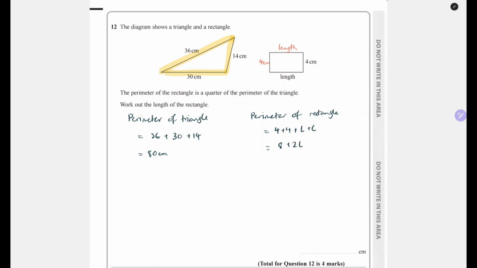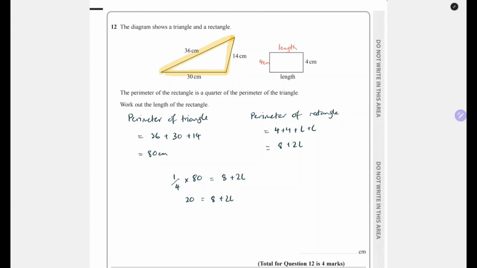Now the question says that the perimeter of the rectangle is a quarter of the perimeter of the triangle. And so if we want to equate them, we say 1/4 of 80 is the perimeter of the rectangle, which is 8 plus 2L. 80 divided by 4 is 20. So 20 is equal to 8 plus 2L.